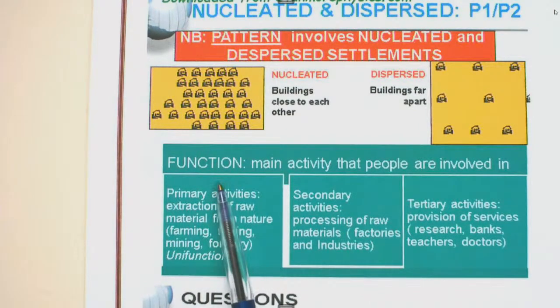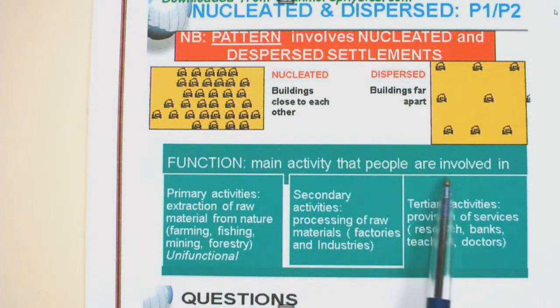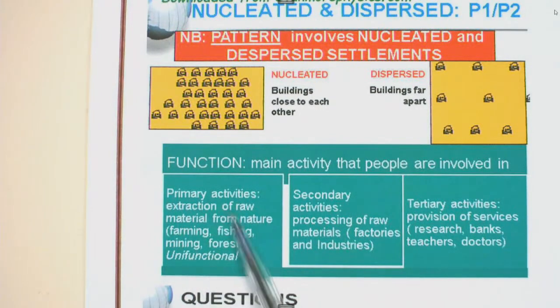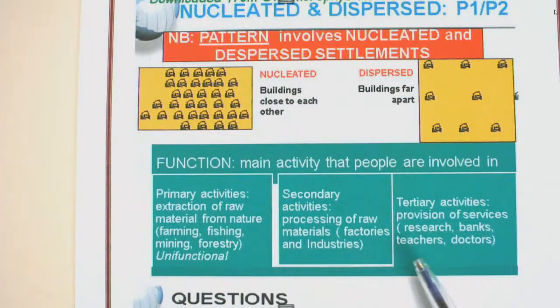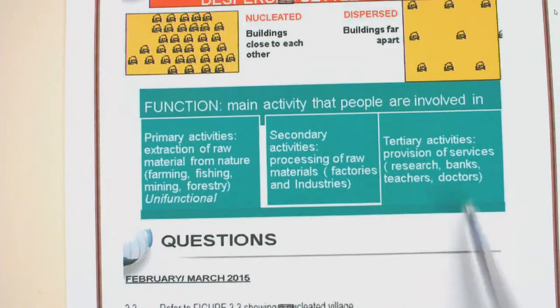So let us look at the function, meaning activity that people are involved in. These are the functions that you can find. Primary activities, where you extract directly from nature. Examples are these, we talked about them. Secondary activities, processing of raw material to make them more beneficial. Tertiary activities, provision of services such as research, banks, teaching and health services, etc. We move.